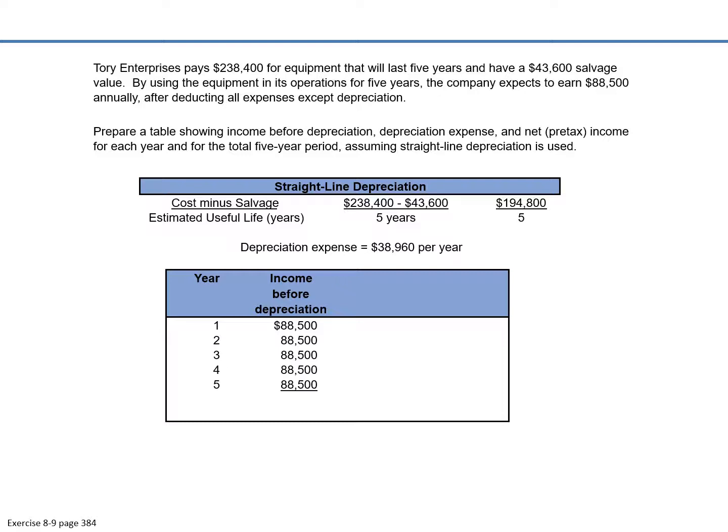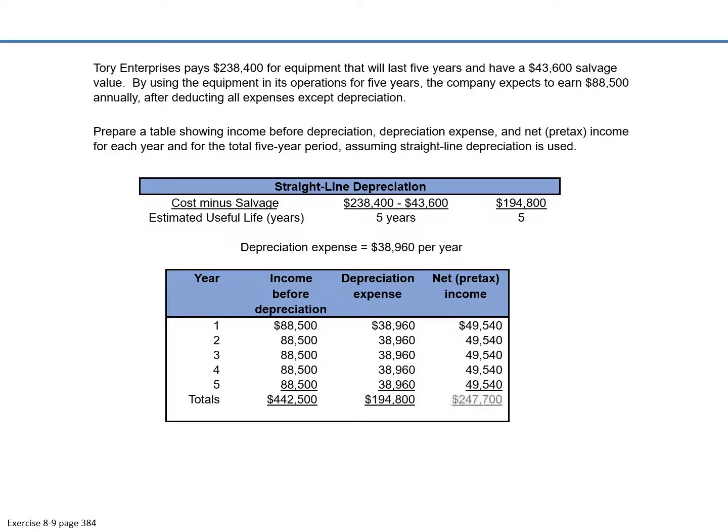They tell us the company expects to earn $88,500 annually after deducting all expenses except for depreciation. So you have income before depreciation, in all 5 years, same number. Depreciation expense is going to be the same number in all 5 years, right? So we have net pre-tax income of $88,500 minus $38,960, the same for all 5 years. Okay? Easy peasy.